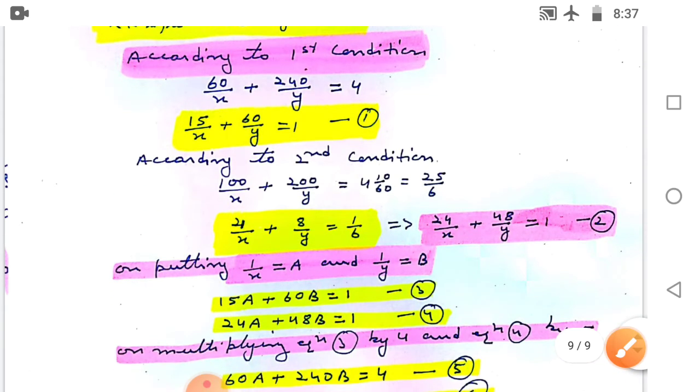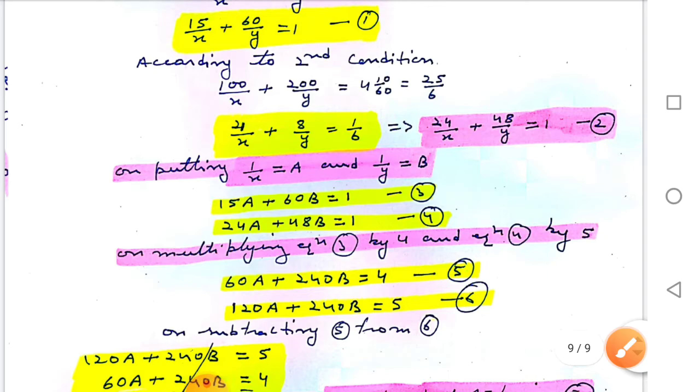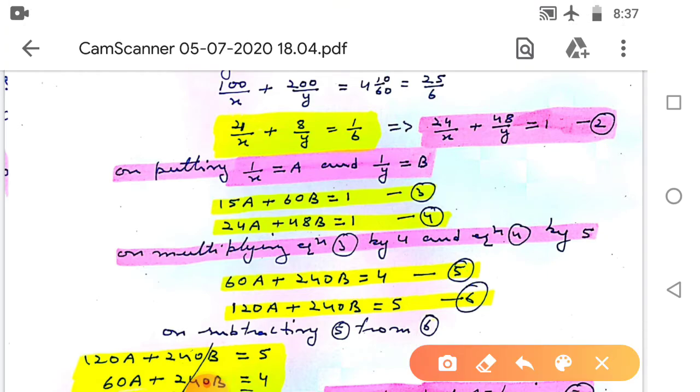Now come to second condition here, that is 100 km by train and 200 km by bus. So the time taken by train is 100 by x hours, this is 200 by y hours, and this total is 4 hours 10 minutes, that is 4 hours plus 10 upon 60, and this is 25 upon 6 hours.